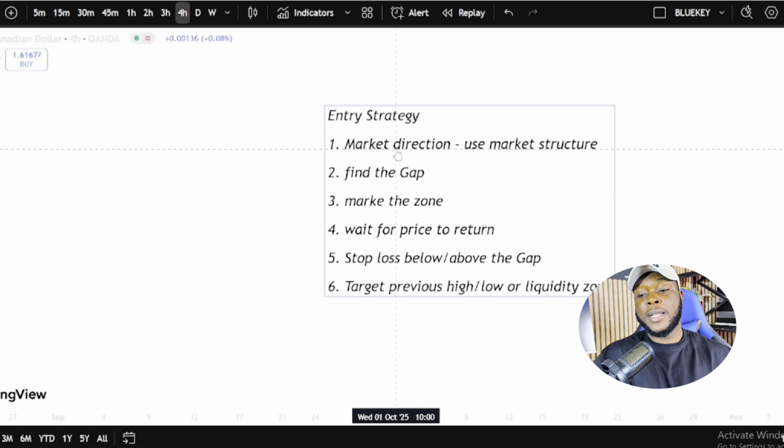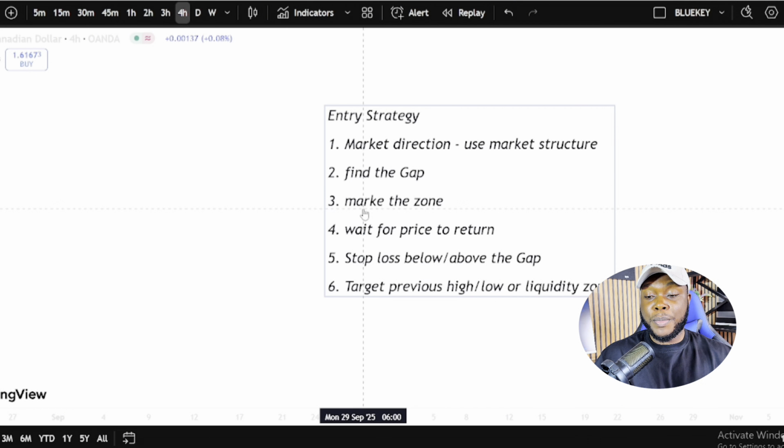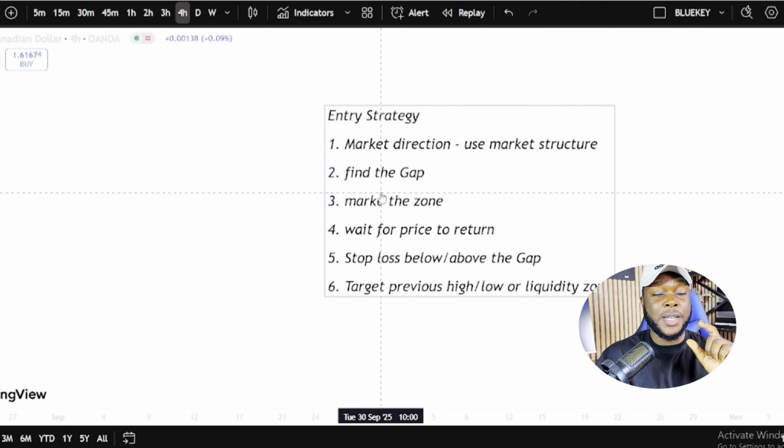First thing you want to look at is the market direction, right? Using market structure, you don't want to trade against the trend. So whatever strategy you're trading, you always know that the trend has to be the first thing you look out for. So you want to spot these gaps in line with the trend, basically, right? So the first thing you do is to find the direction of the market. Then after that, the second thing is to find the gap.